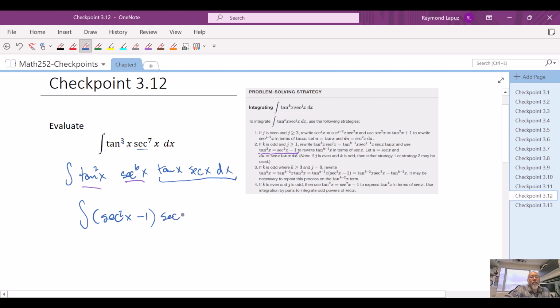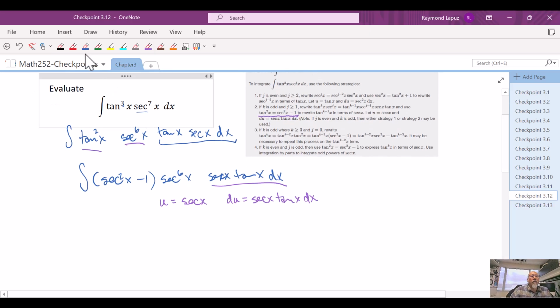And then we have secant to the 6th of x, and then we have the secant x tangent x dx that we're going to replace after we do a u substitution. In this case, we'll let u equal secant of x, so that du is equal to secant of x tan of x dx, and that's exactly what we're going to replace. All right, we'll move on. Change everything into u's. We have u squared minus 1 in parentheses and u to the 6th, and then this whole secant x tan x dx will just become du.